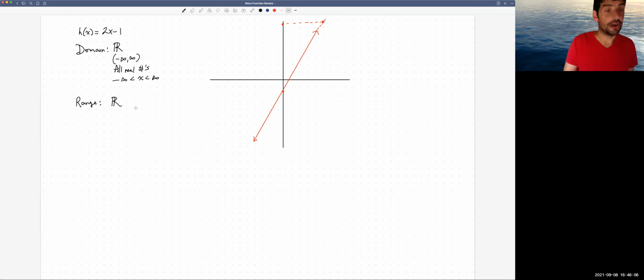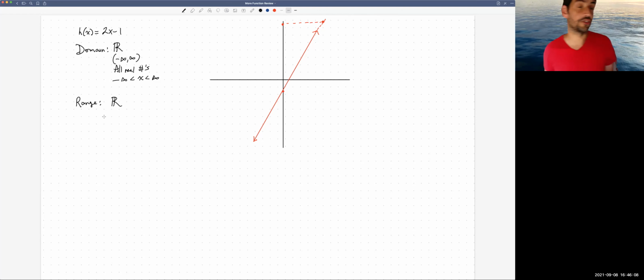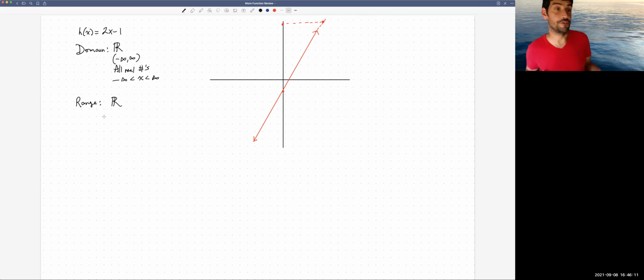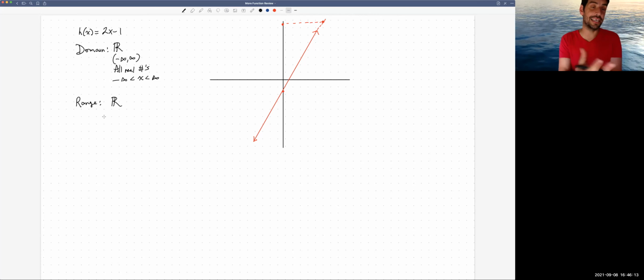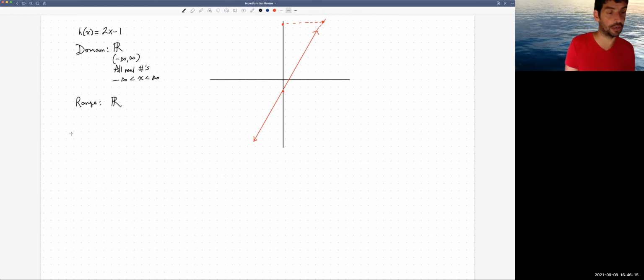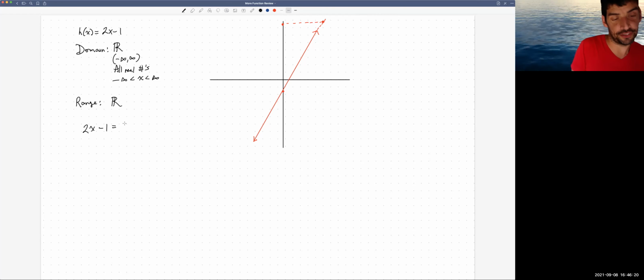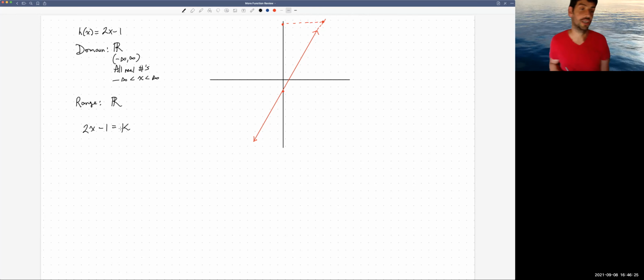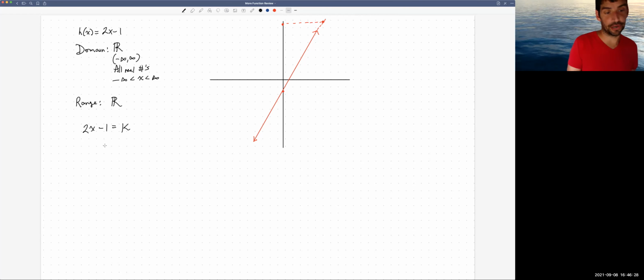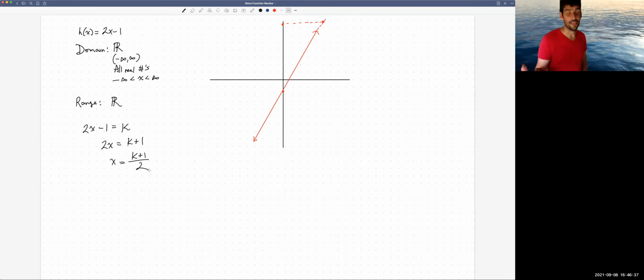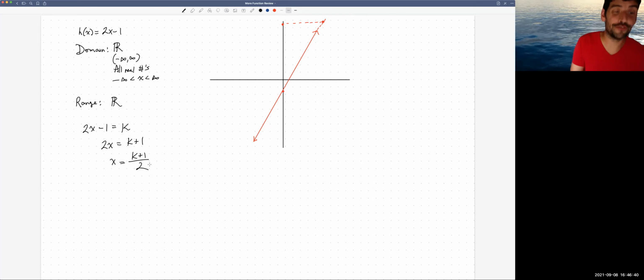I can prove it algebraically, right? When I claim that the range is R, what I'm claiming is if you throw me any number, I can find an input that takes me to that output, right? So we can see that quickly. If somebody challenged me and gave me some number, I'll call it K, and said, prove to me that this function has an output of the number K, whatever that is. Well, I can see that if I do a little algebra here, if I take their number, add 1 to it, and divide by 2, that input will give me that output, right?